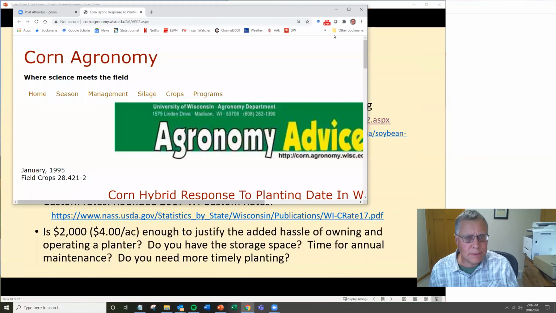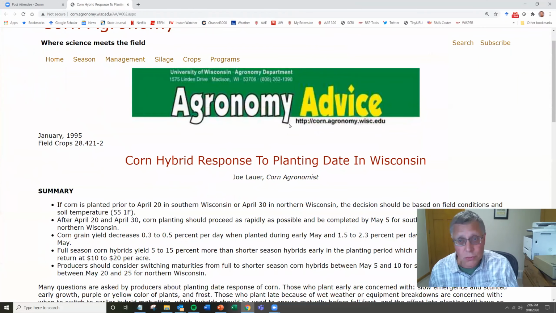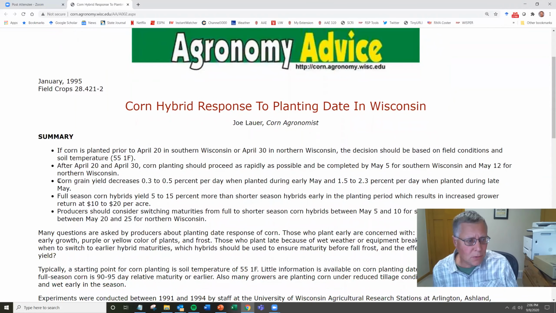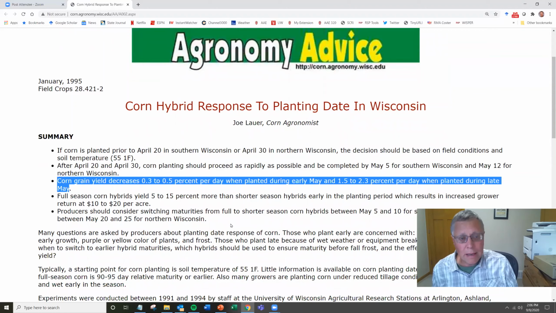We can see this is from an article by Joe Lauer, more on corn. This is from several years ago, 1995. But you can see here, corn grain yield increases 0.3 to 0.5% per day when planted in early May, and 1.5 to 2.3% per day when planted in later May. So those are the costs of planting later or the benefits of planting earlier. I used 1%. It's just a simple way to come at it.